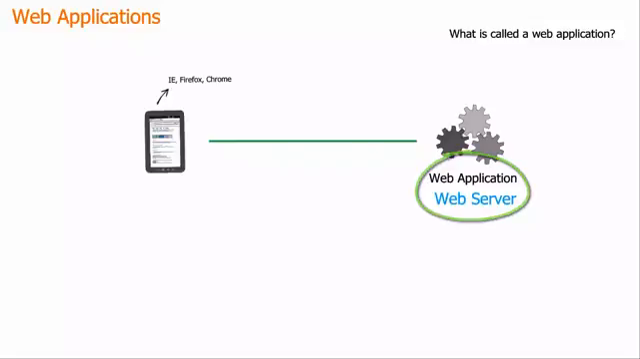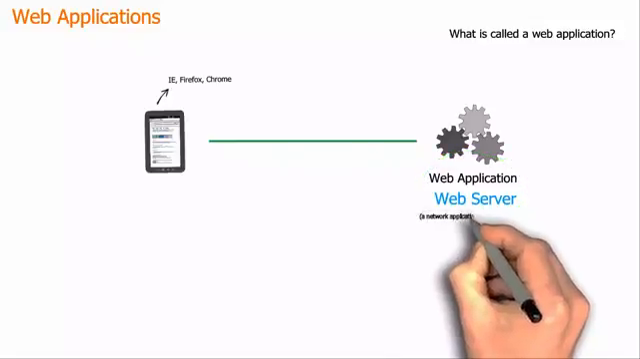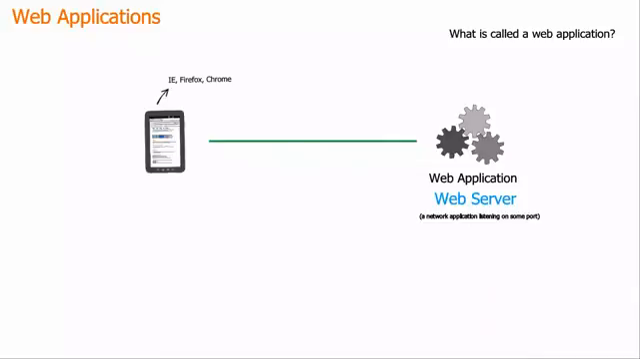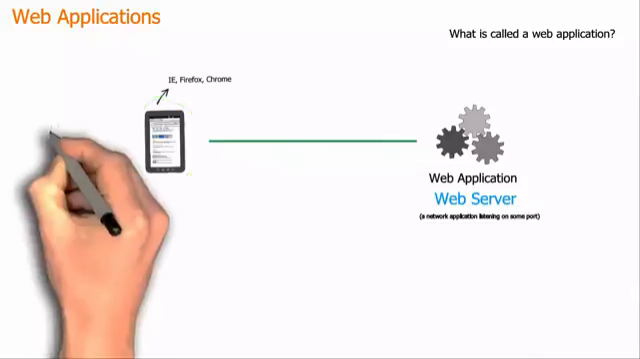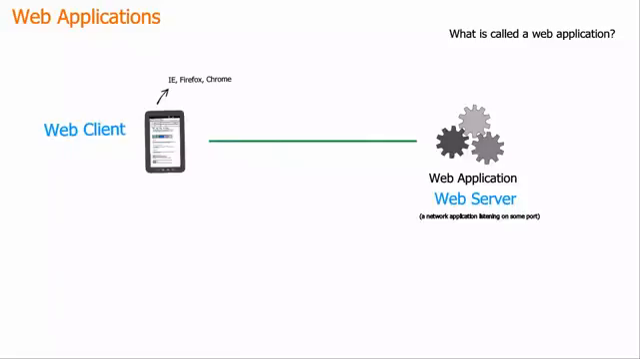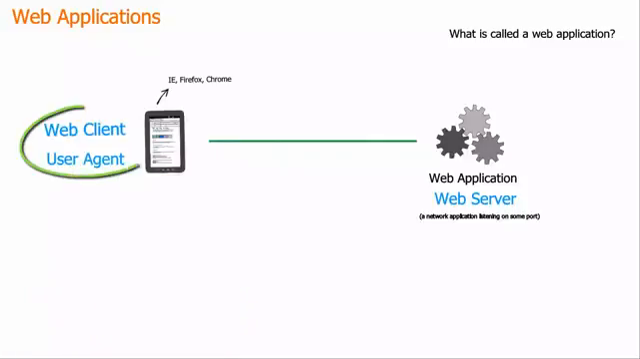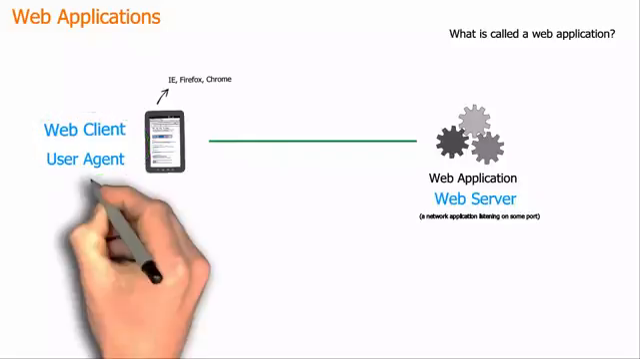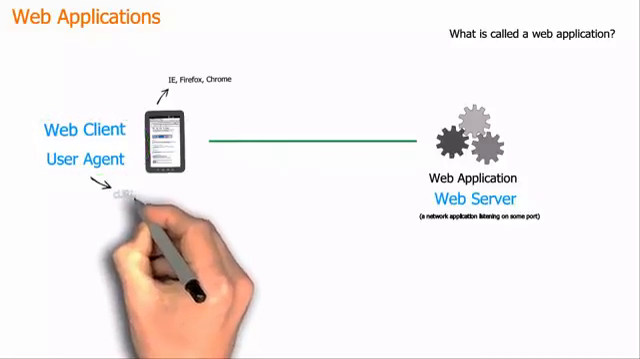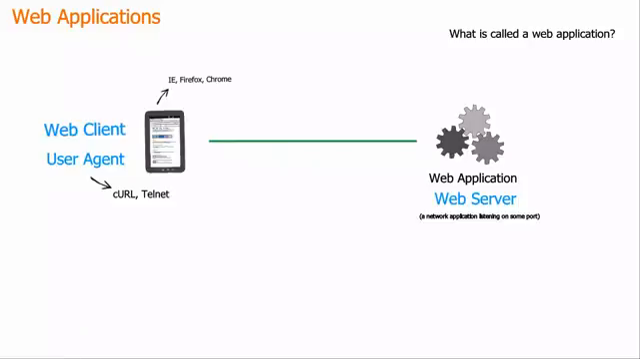And a web server is actually a network application running on some machine, listening on a port. The browser is actually called a web client, or more formally, we call that a user agent. And in fact, web clients are not only browsers, but any application which can speak to a web server, like your CURL or telnet. Those are also web clients or user agents.